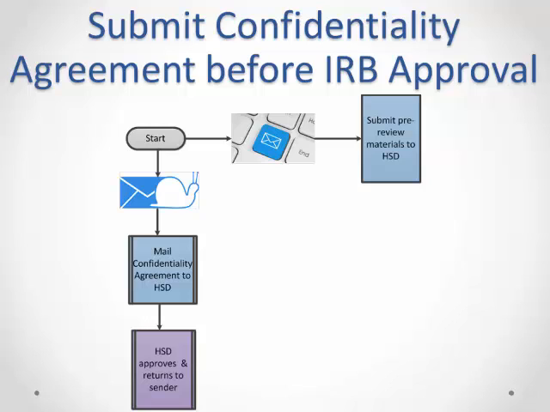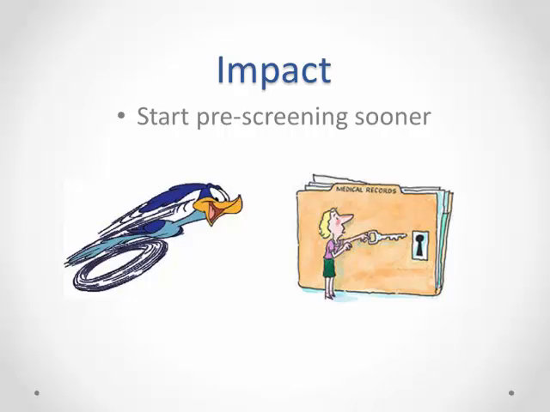So it's just the confidentiality agreement, and I'm asking people to put a sticky note or something on there to let me know who to send it back to. So that's another big change. And this is going to allow you to start pre-screening sooner. Before, you had IRB approval and then you had this one last step that you had to complete before you could start screening records. Now, once you have IRB approval and your contract is finalized, you're ready to start screening.